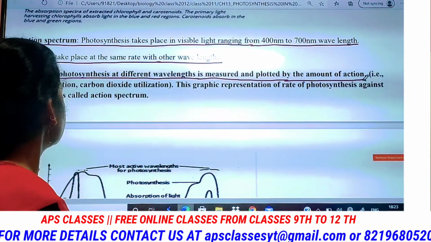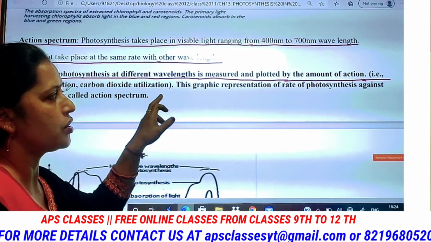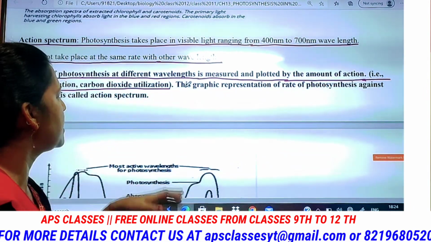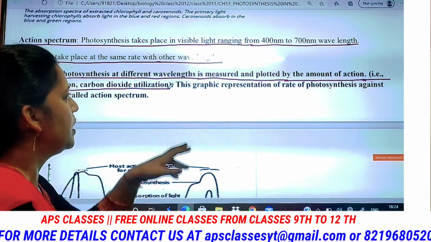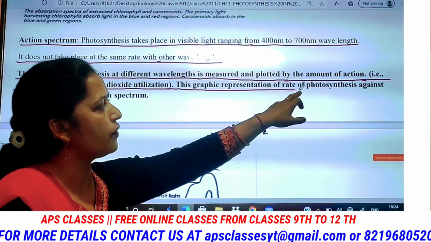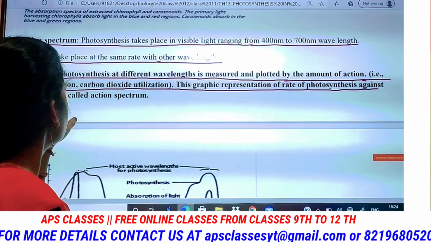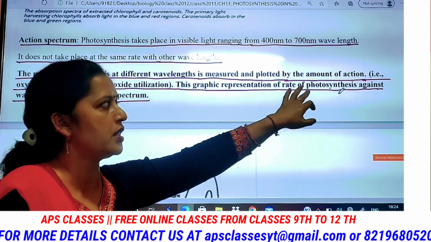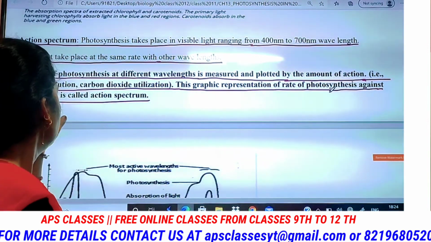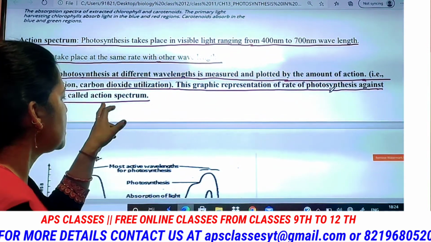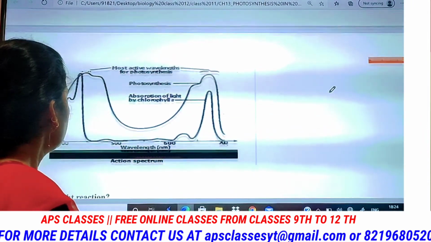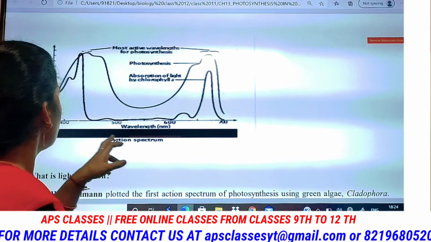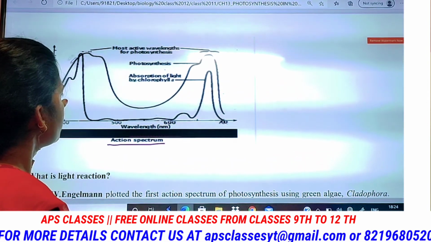That is oxygen evolution, carbon dioxide utilization. The amount of action means the oxygen evolution as well as carbon dioxide utilization. This graphic representation of rate of photosynthesis against wavelength is called the action spectrum. So this is the graph that is plotted between the action spectrum versus rate of photosynthesis.